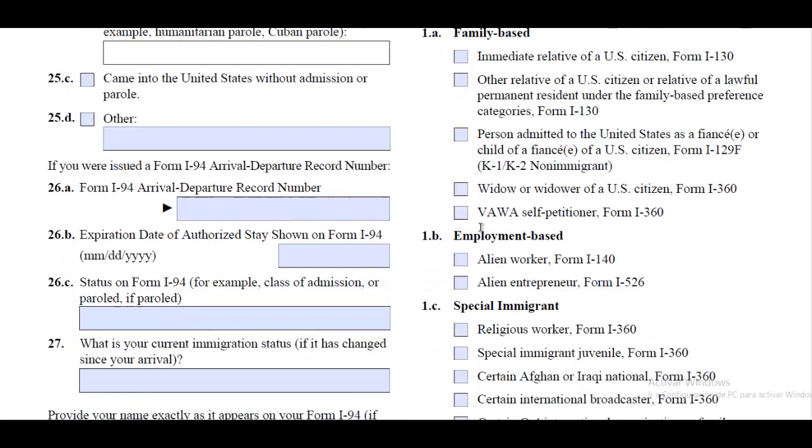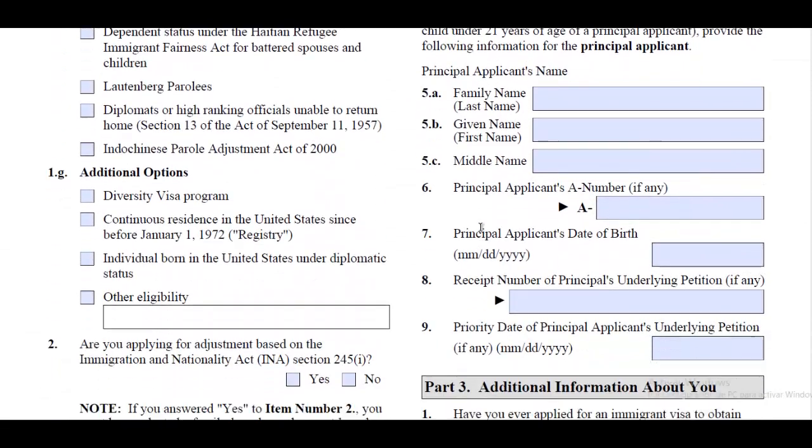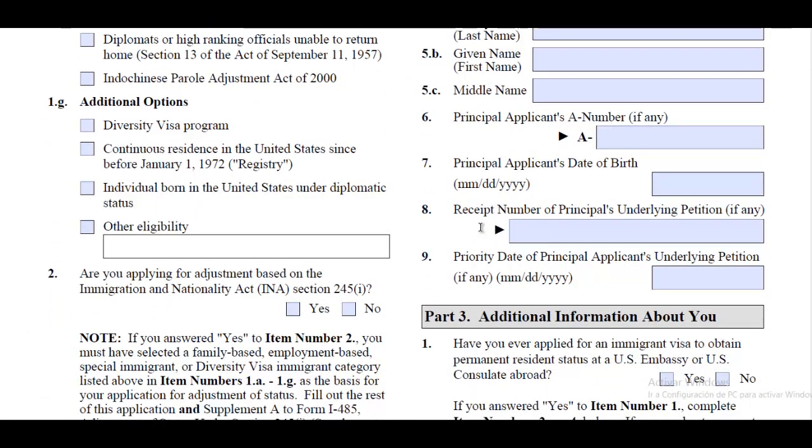With regard to question 2, it is doubtful that you are applying based on the Immigration and Nationality Act, INA Section 245(i). That's only for people to whom some very old laws apply, allowing them to pay a penalty fee in order to adjust status despite their illegal entry to the United States. Usually it doesn't apply to anyone, but if it does to you, click yes. If not, no.